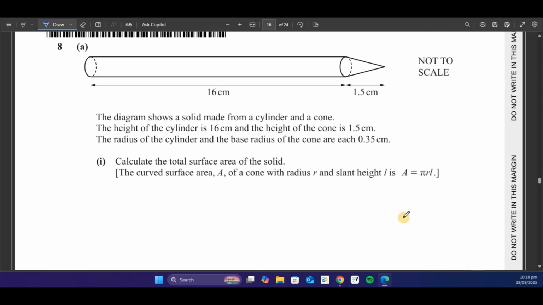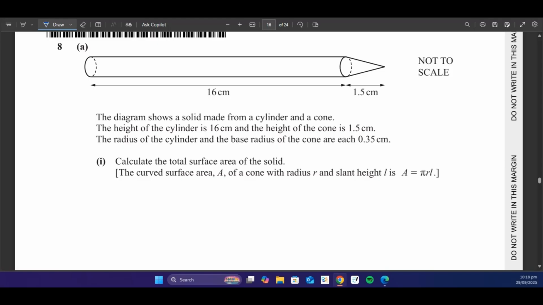Alright, moving forward. Question number 8. The diagram shows a solid made from a cylinder and a cone. The height of the cylinder is 16 centimeters and the height of the cone is 1.5 centimeters. The radius of the cylinder and the base radius of the cone each are 0.35. Calculate the total surface area of the solid.